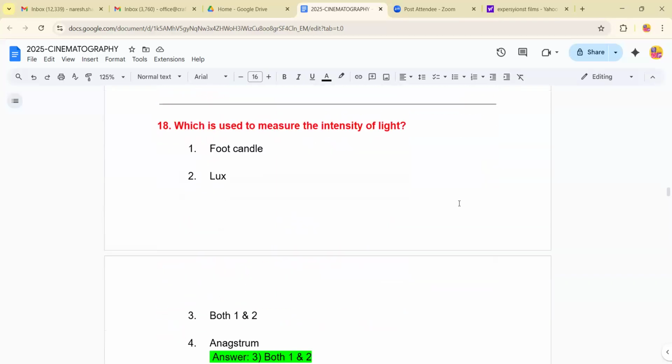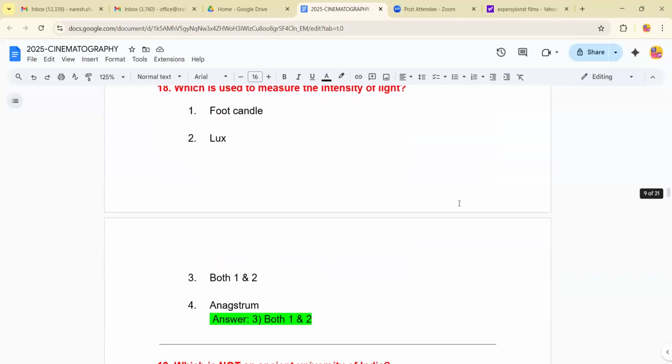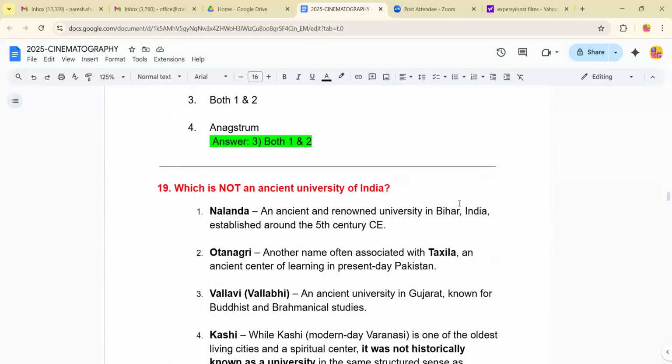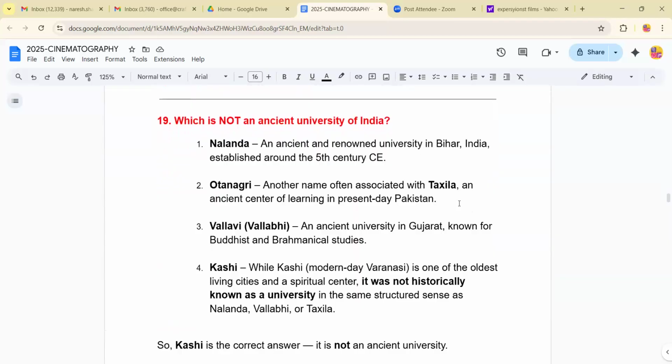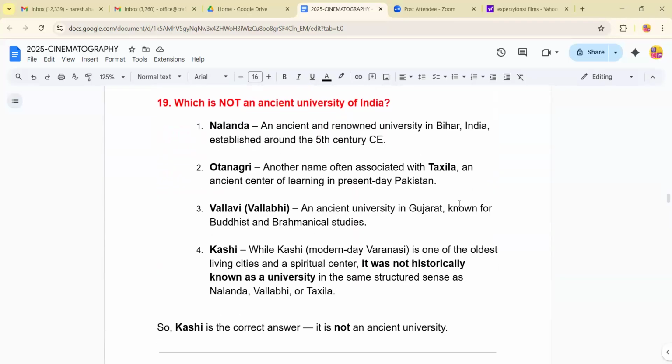Which is used to measure the intensity of light? Foot candle, lux. So both 1 and 2 are correct. Which is not an ancient university of India? So Kashi is the correct answer for this. Again, a tricky question.